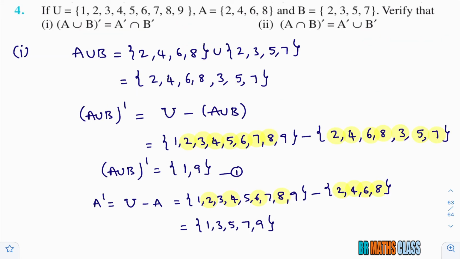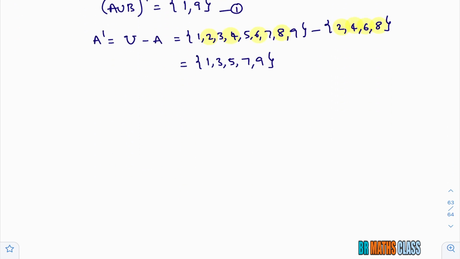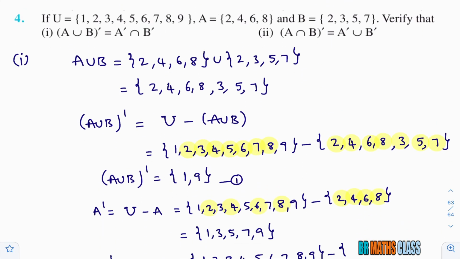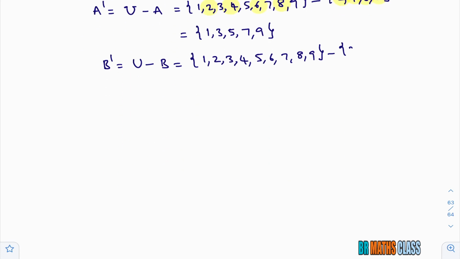To calculate RHS, now I'll calculate B dash. B dash means U minus B. What is B dash? Universal set minus B. What is the universal set? 1, 2, 3, 4, 5, 6, 7, 8, 9 minus set B. In the question, set B is given as 2, 3, 5, 7.